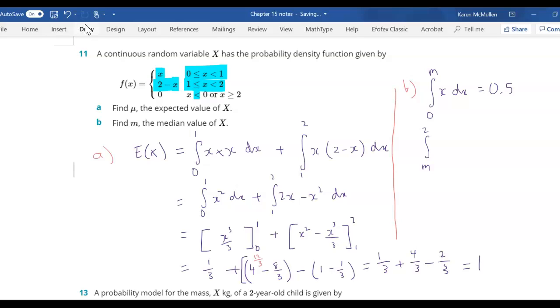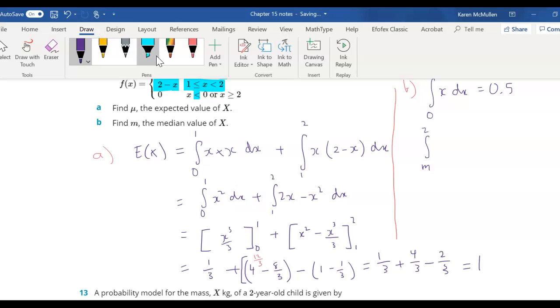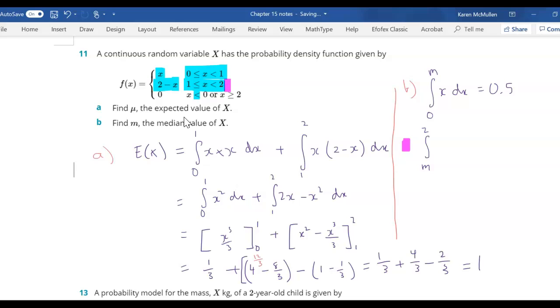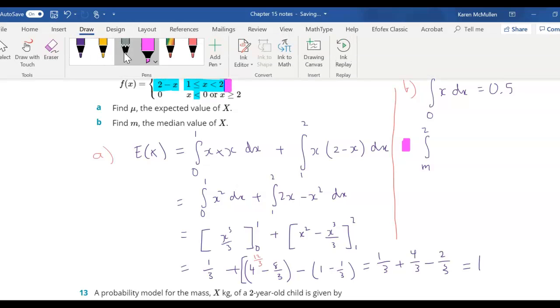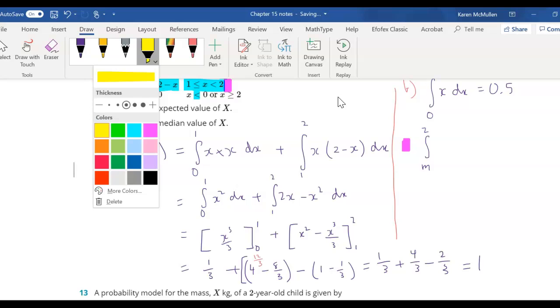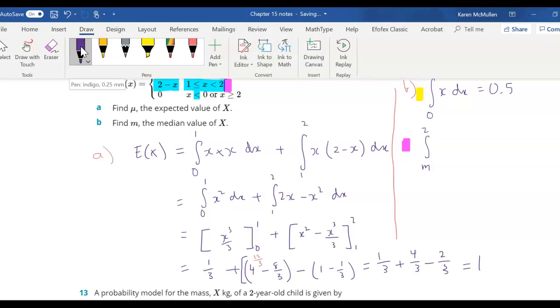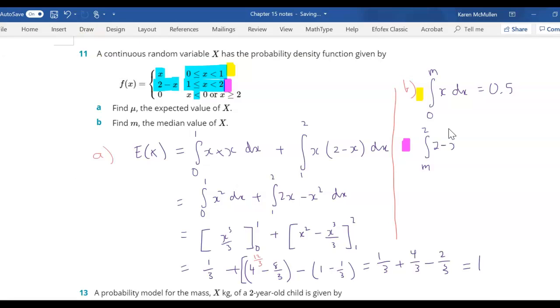So this, let me use my highlighter, it might be a bit easier. All right, so this second function is this one here. Or you could use the first one. So it doesn't matter. We can use both, or either one, to find m. All right, let me just finish writing it down. So 2 minus x dx equals 0.5. Just make sure your lower bound and your upper bound are correct. Okay, so don't have the m in the wrong spot.